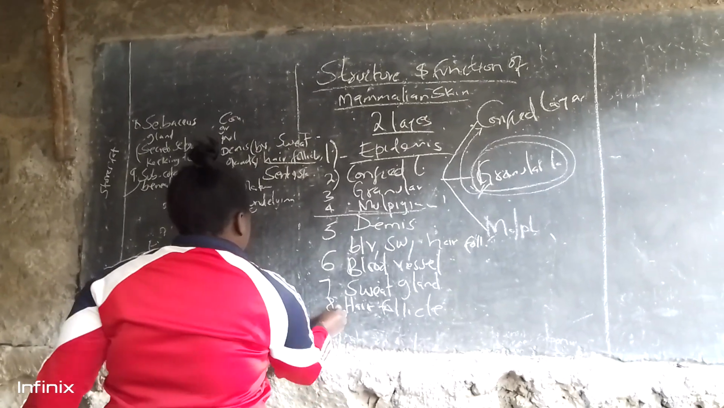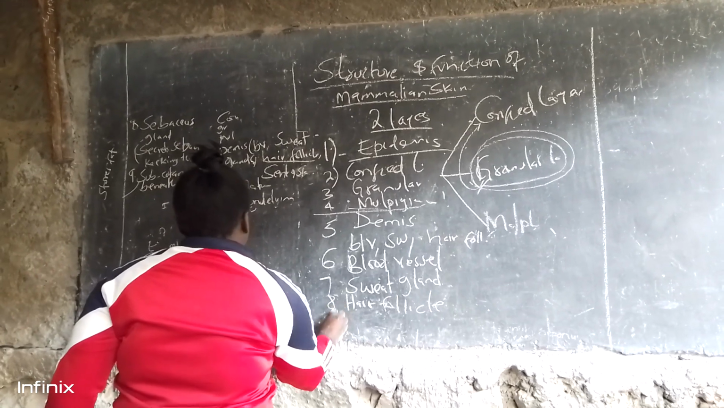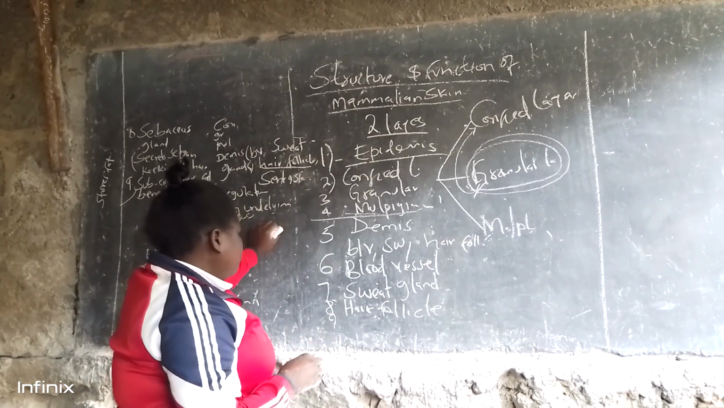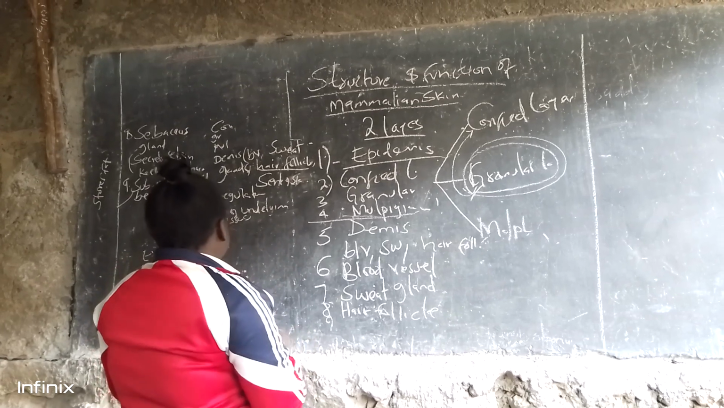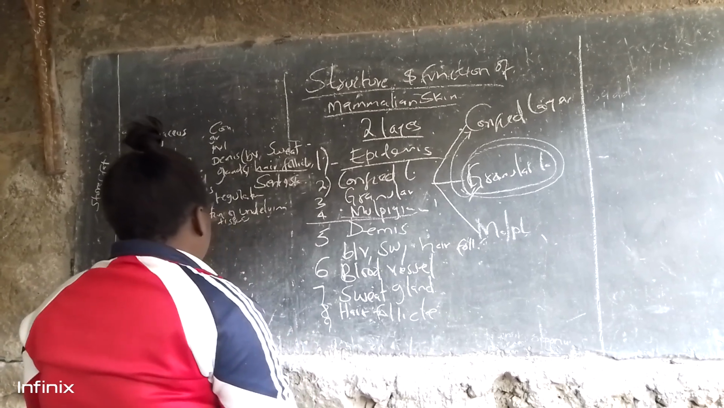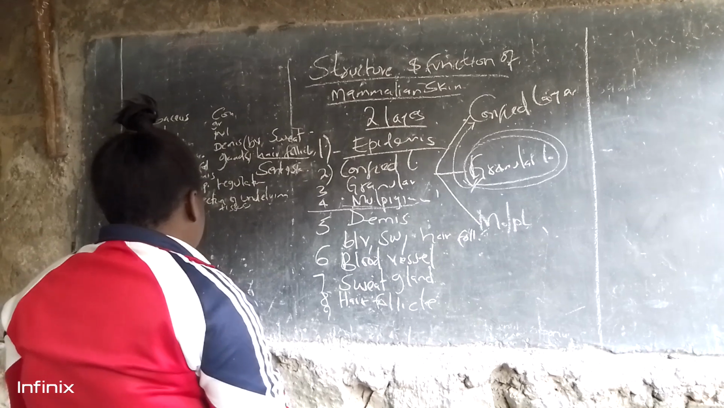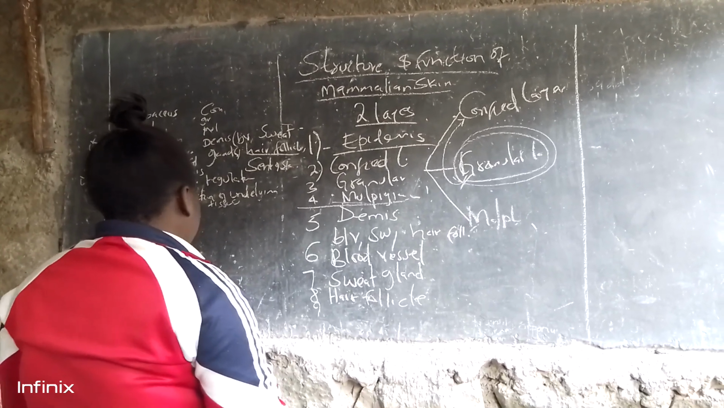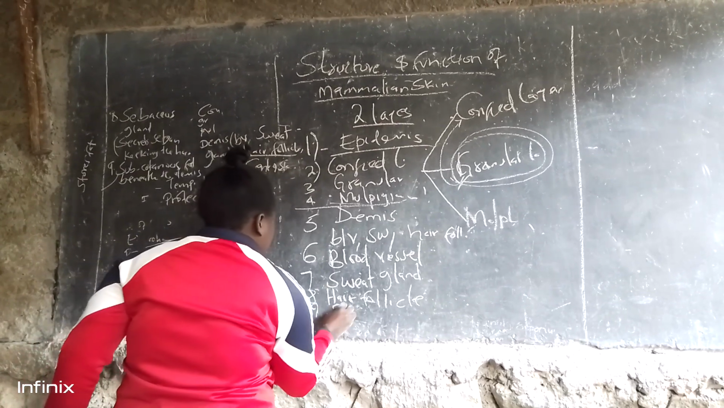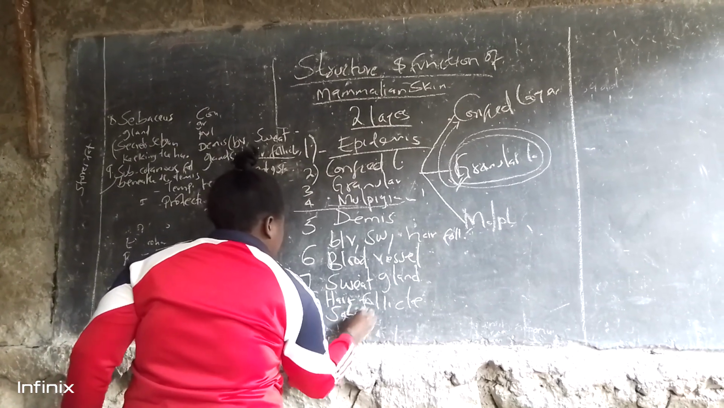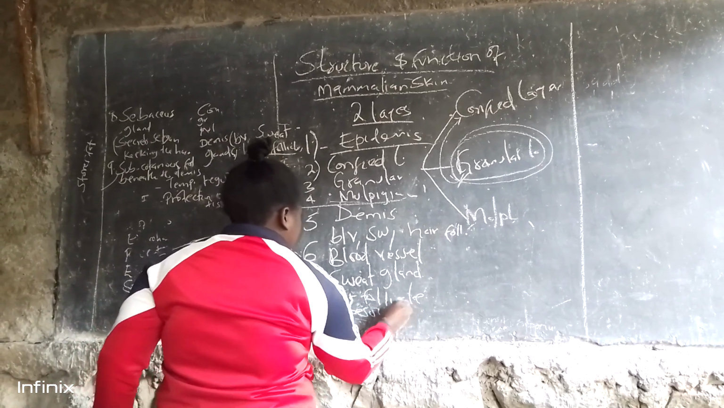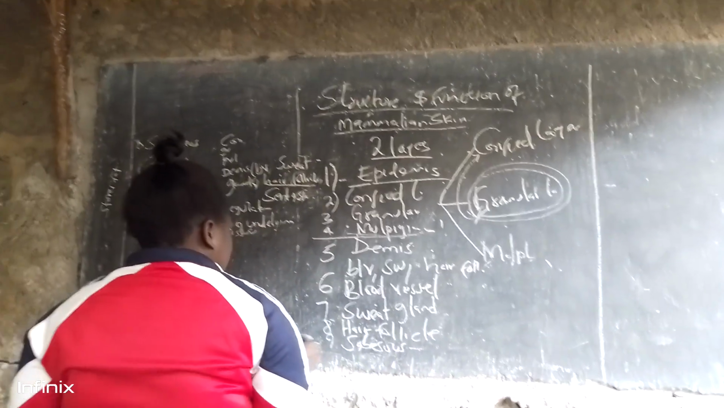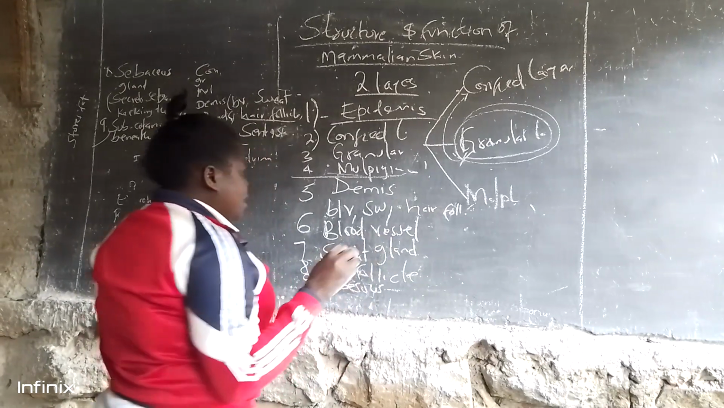Then number 9, what we call the sebaceous gland. The sebaceous gland is where the secretion of sebum occurs, and this secretion of sebum helps keep the hair.